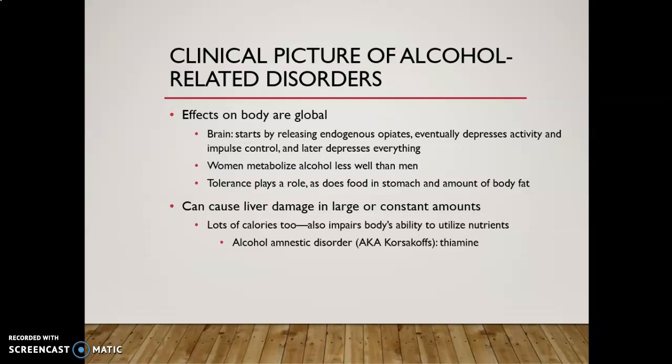Pretty much eating almost anything with your alcohol will prevent that, because you don't need much. But trust me, there are people that drink all their meals. There are people that wind up with Korsakoff's because of a lack of thiamine. And I'll continue this very cheerful slide in the next lecture.